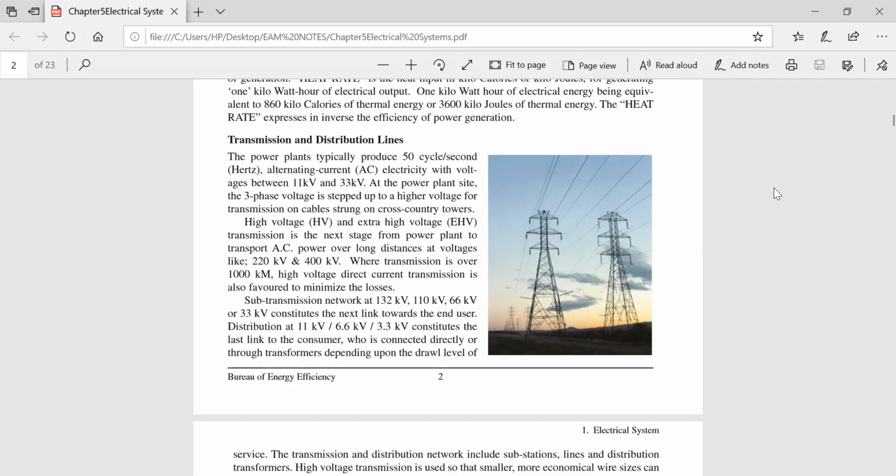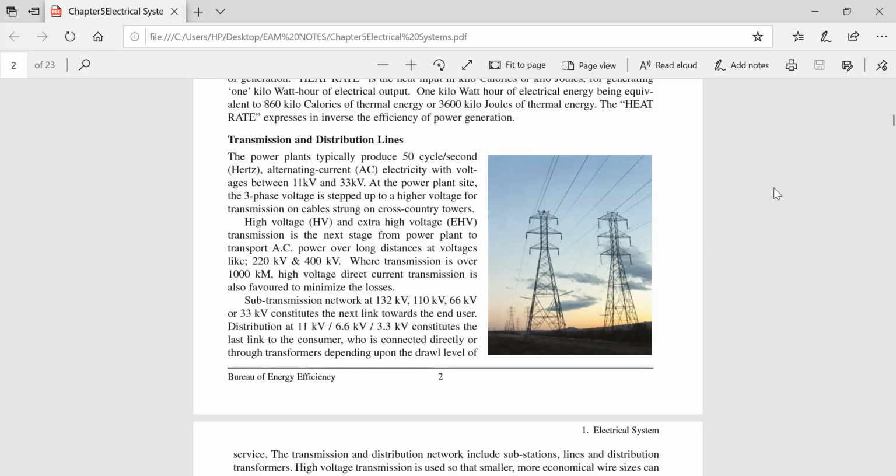So the three-phase voltage, whatever the three-phase voltage, we are stepping up to a higher voltage for transmission on cables strung on the cross-country towers. We are transferring the bulk power from one end to the other end. Now we are going to talk about high voltage and extra high voltage.